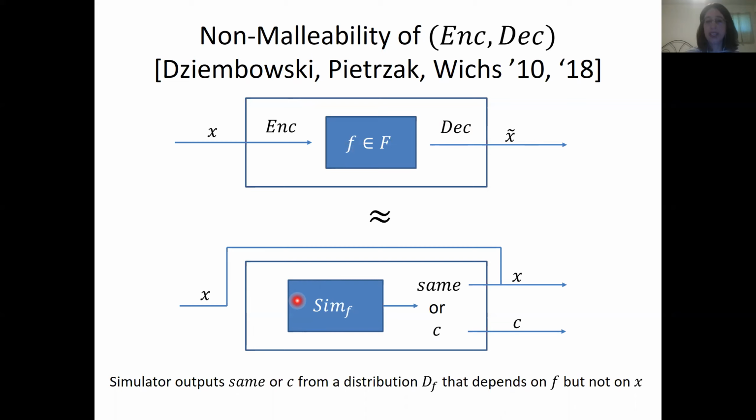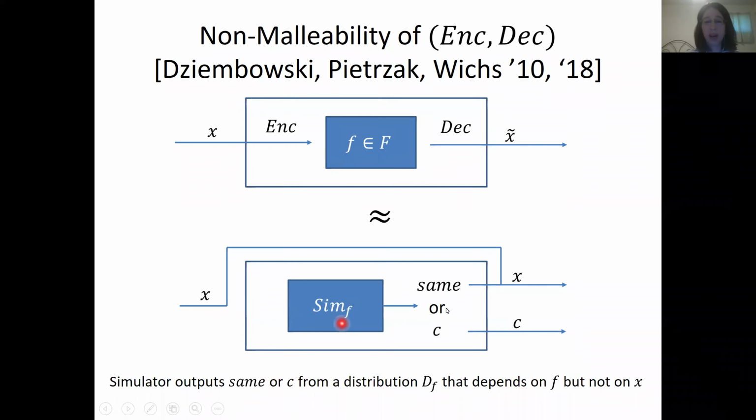And this distribution df is allowed to depend on the tampering function f, but it cannot depend on the message x. So the simulator makes a draw from this distribution and outputs either the special string same or some constant c. If the simulator outputs same, the experiment will automatically replace that with the original message x, and otherwise the experiment will output the constant c.